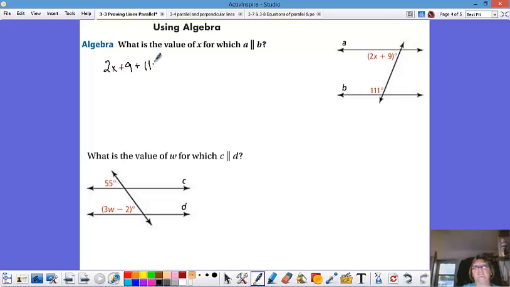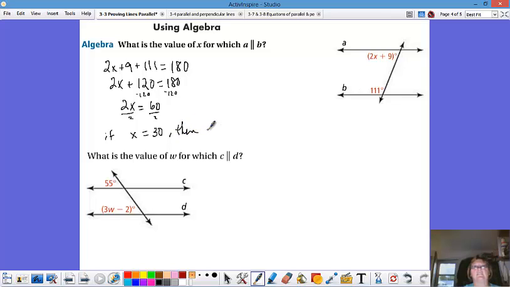So we set up an equation and say, let's find the x that will make that true. We have some like terms to collect here. 2x plus 9 and 111 is 120. Now we've got to start shifting things across the equal sign, so I'm going to subtract 120 from both sides and say 2x's will equal, that's 60. And dividing by 2 will tell us that the x that we need is an x of 30. If x is 30, then A line parallel to B line.